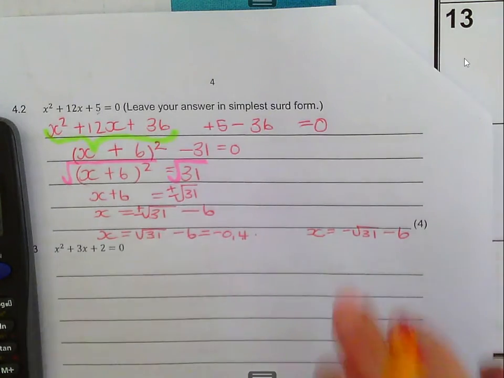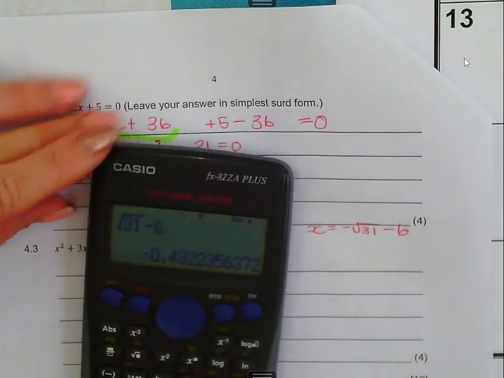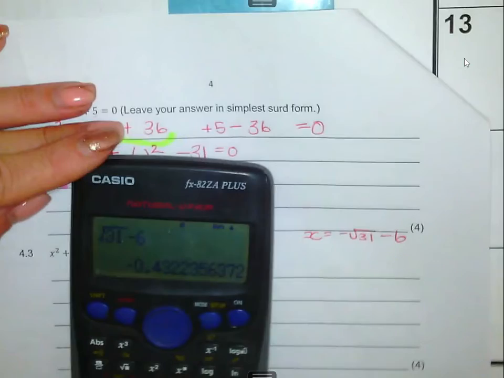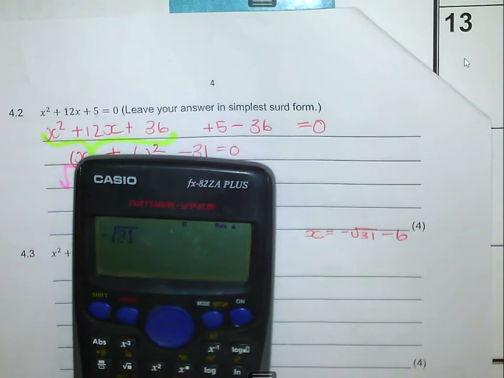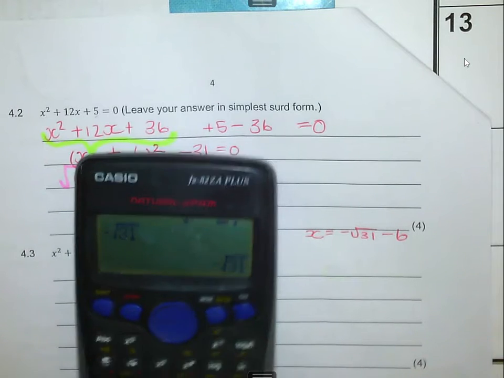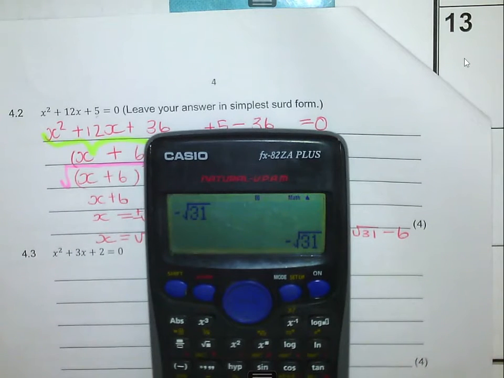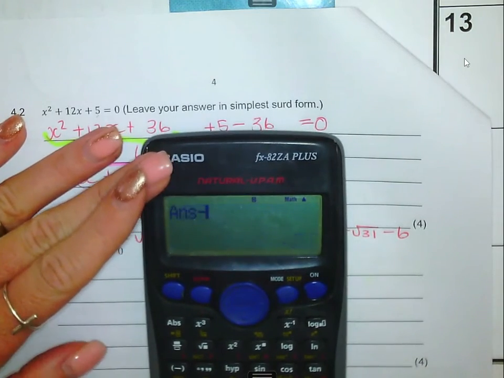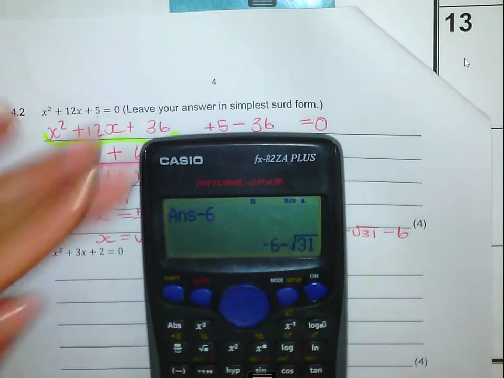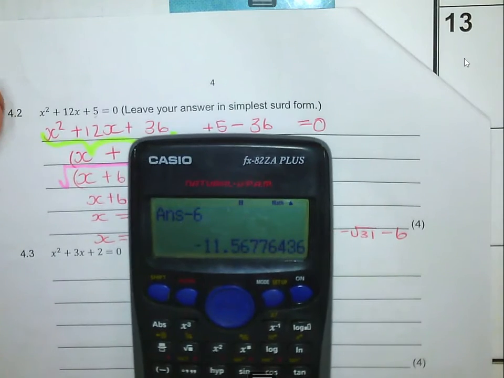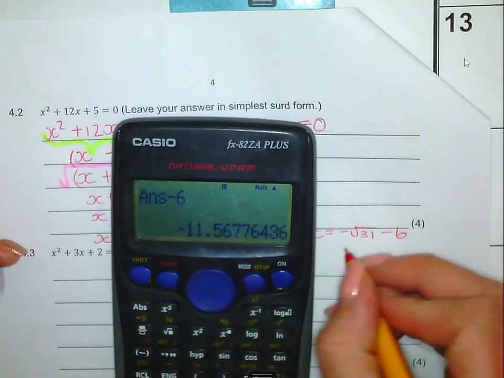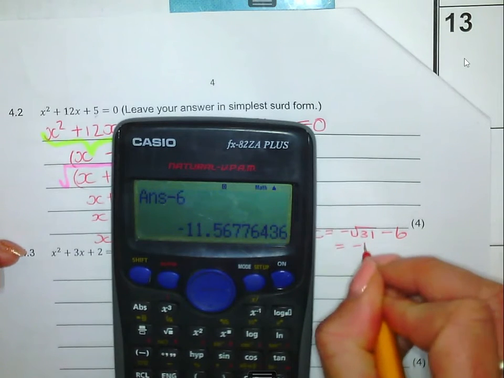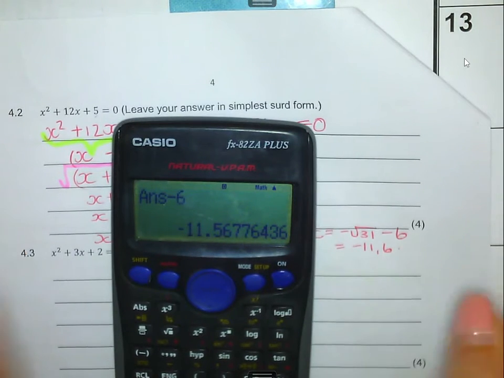Okay? And that one, the second answer, I'm going to say negative the square root of 31. I just want to show you, you see it's allowed. Negative, because the negative is on the outside. Right? But in any case, minus 6. And it gives me again that funny way, so I just press the convert button. And therefore I know my answer is negative 11,6 rounded off to one decimal.